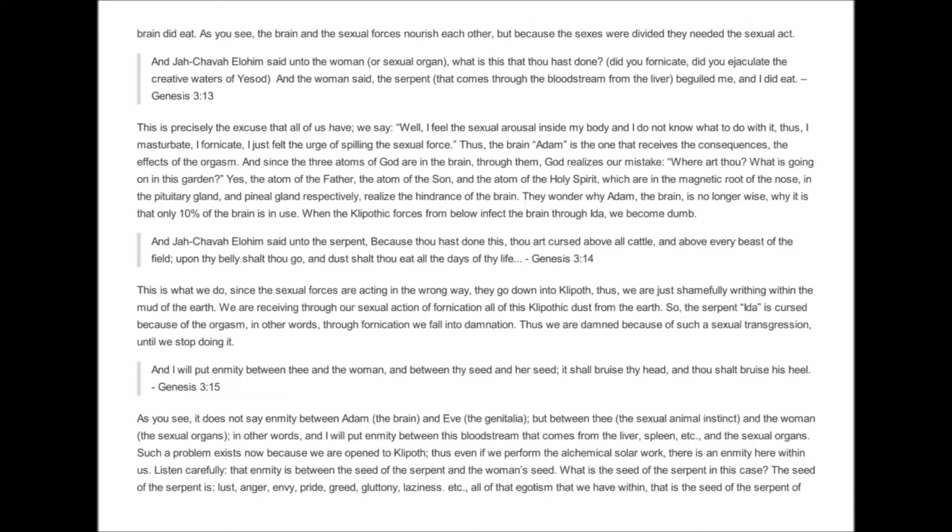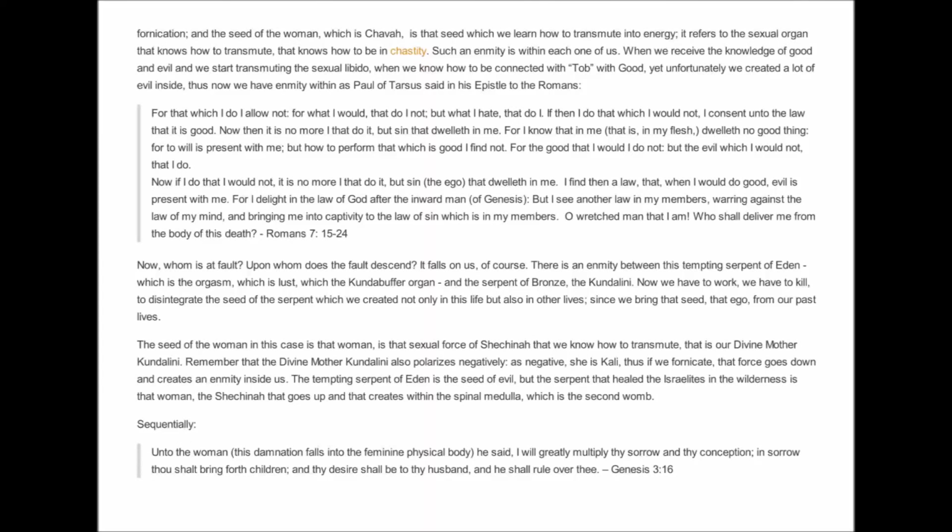This is what we're doing. The sexual force, because acting in that way, we go down into Klipoth, and we are just withering into the mud of the earth. We are receiving through the sexual action of the serpent, of fornication, all of this. And of course, it says that the serpent is damned because of that. In other words, the sexual force, that when we fornicate, we fall into that damnation. And we are damned because of that action until we stop doing it.